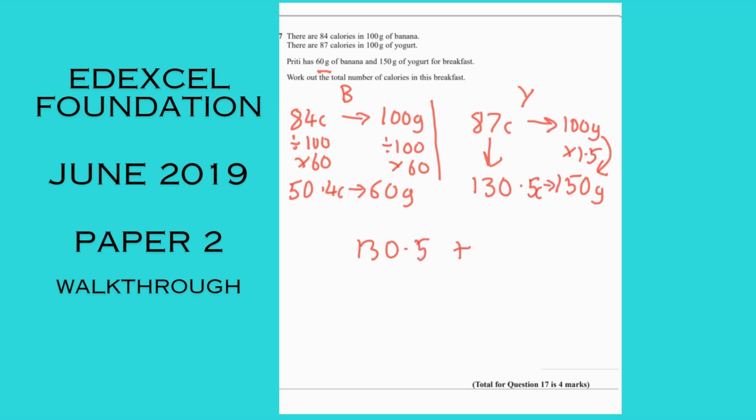Tell the examiner what we're doing. Not absolutely essential in this case, but we get 180.9 calories for that question.